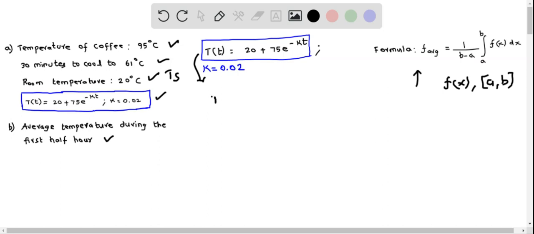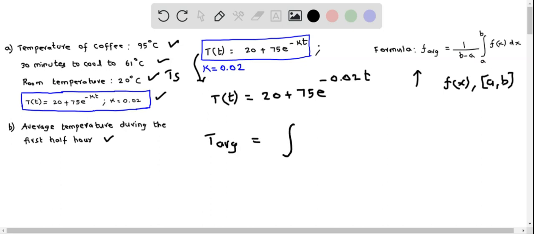So first I'm going to plug in k equal to 0.02 into this equation. So this becomes 20 plus 75 e raised to the power of negative 0.02 t. So this is the temperature function. The average temperature, let's say this is denoted by T average. This equals integral of, since we have to determine during the first half an hour, we can say that a equal to 0 and b equal to 30. So we write down this as 0 to 30.